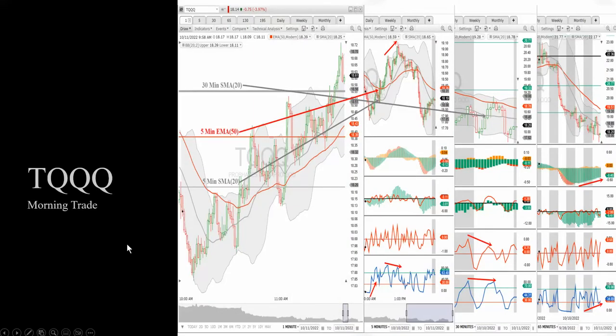Okay, here's an example of TQQQ from this morning. Let's get some orientation out of the way. You see 4 screens right now. The 1 minute, 5 minute, 30 minute, 65 minutes. Within these higher time frames, let's just take the 30 minute here. This is the MACD. This is the rate of change. This is the Chaikin Money Flow. This is the RSI, Relative Strength Index.